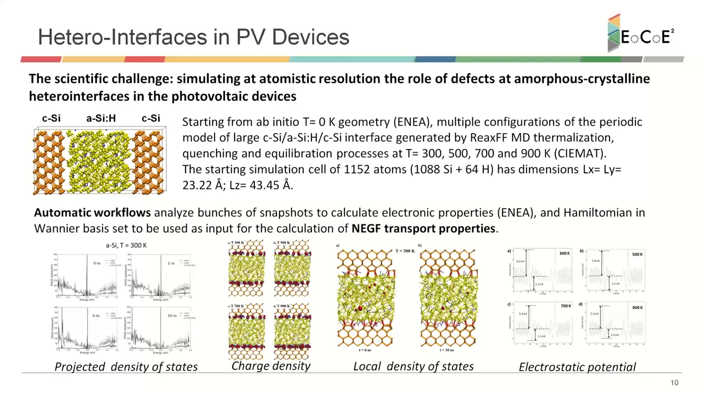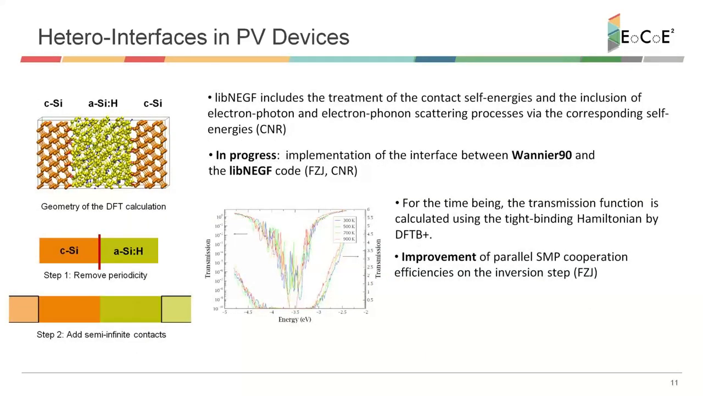In this workflow, several atomic scale samples are developed and characterized. This is an automatic workflow that analyzes all these snapshots and computes both physical and chemical properties. For example, projected density of states, charge densities, local density of states, electrostatic potential. This is useful at the atomic scale because we want to have a very accurate characterization of the materials. And then we go further to macro scale properties, useful for the real materials.